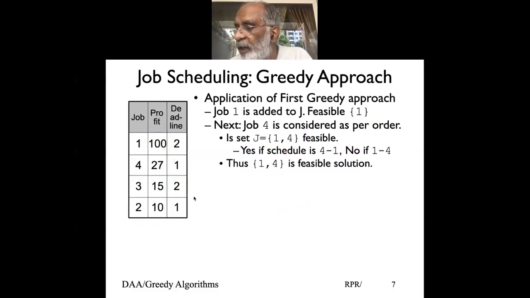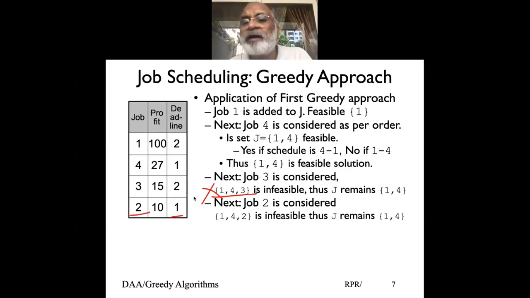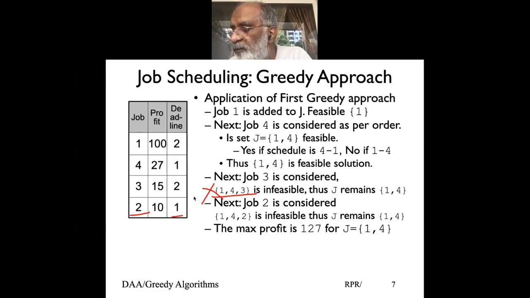And then we look at the next. Now that I have two time units, both are consumed. So any further job, because job 3 has to be done in time unit 2. If this time unit was 3, then 1,4,3 would have been feasible. But since the time unit is 2, this 1,4,3 is not a feasible solution. So we cannot include job 3. And the same way, job 2 has to be done in time unit 1. We can't include this. So my feasible job set remains 1,4 with maximum profit of 127.